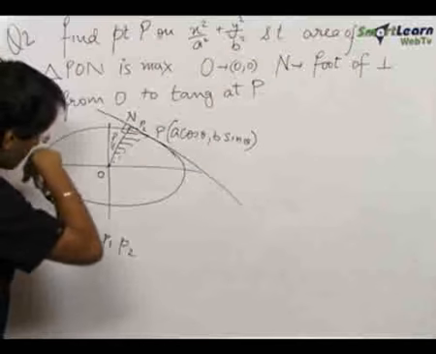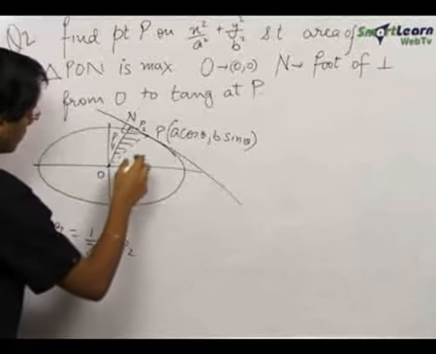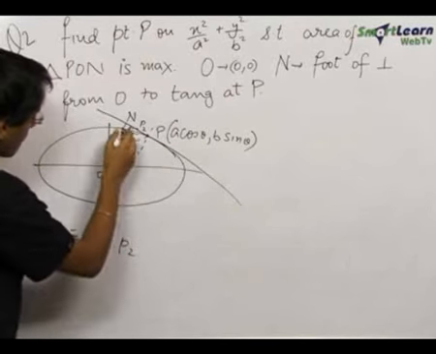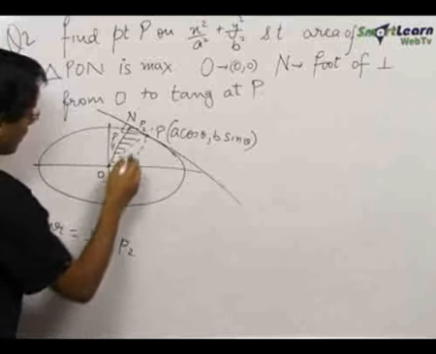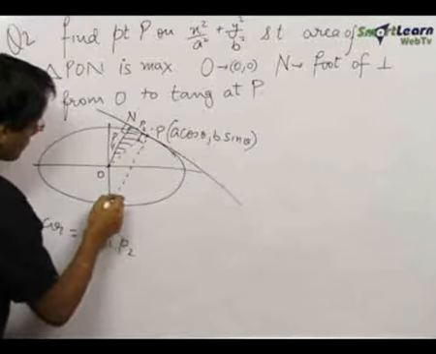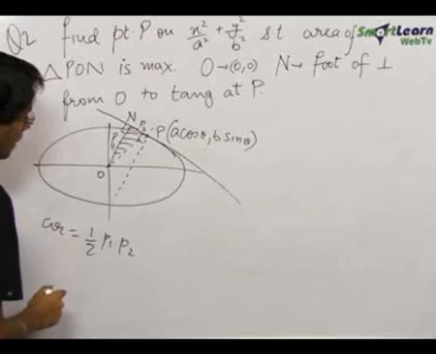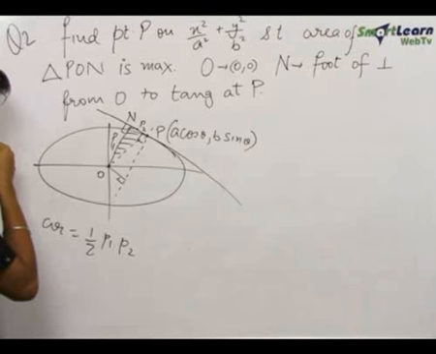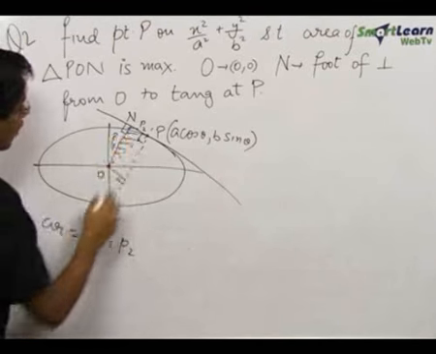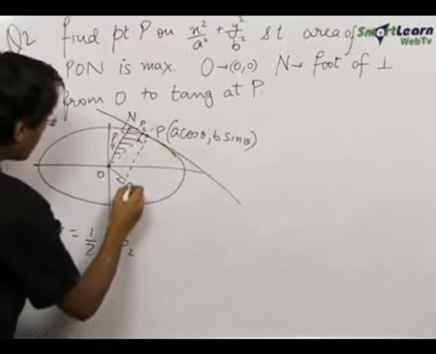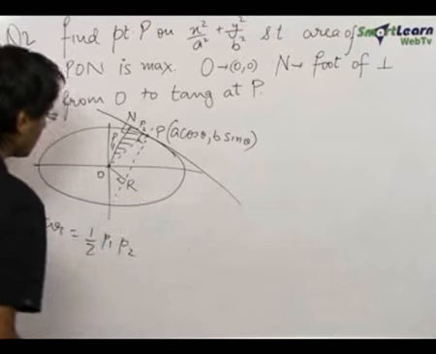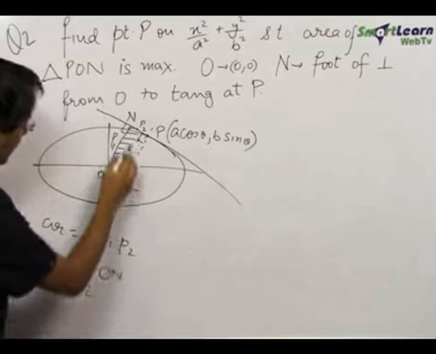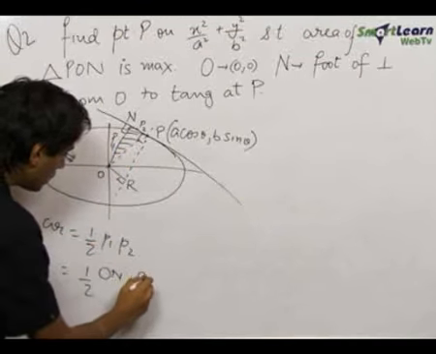The construction is, we make the normal to the ellipse at the point P. This will definitely be parallel to ON, since the normal is perpendicular to the tangent. And we drop a perpendicular from O on this normal. Now since this is a rectangle and opposite sides of a rectangle are equal, if this is point R, our area will be equal to half ON into NP, and NP is equal to OR. So this will be equal to half ON into OR.